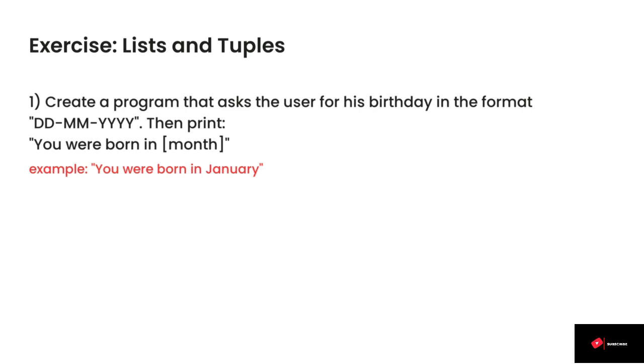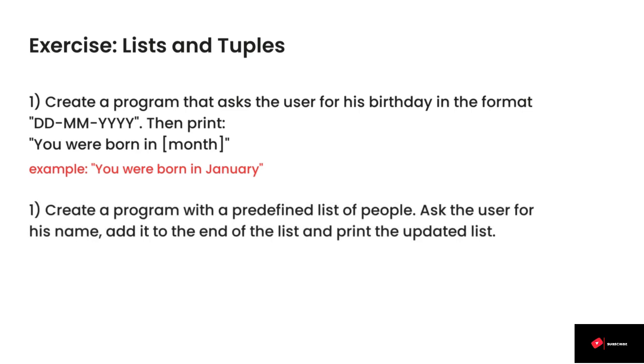Number 2, create a program with a predefined list of people. So you're going to start your program, and you're going to create a variable and assign a list with some people, like we just did. Then ask the user for his name, add it to the end of the list, and print the new list. Pretty easy, right?